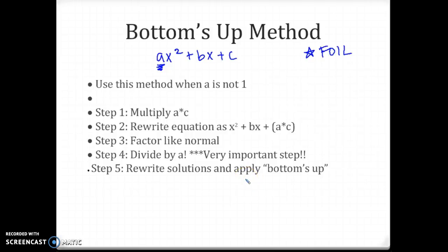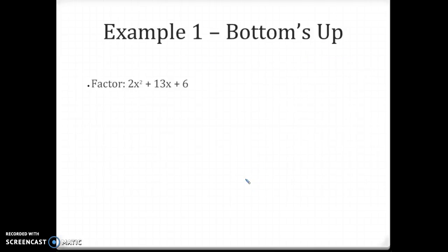So for our first example, we're going to do bottoms up. Right now I have an a of 2, b of 13, and c of 6. I don't have a GCF to take out because of this 13. That messes it up for us because 2 doesn't go into 13. So I'm going to have to use bottoms up. Step 1 is to multiply a and c. So 2 times 6 is 12.